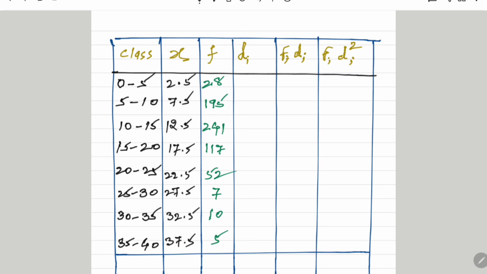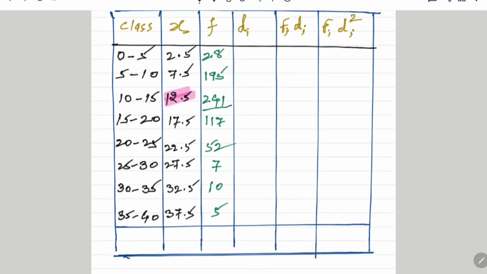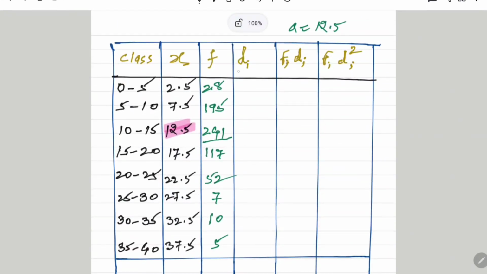Then the maximum frequency is here 241, and the corresponding value of x is 12.5. Therefore, we consider the assumed mean as 12.5. Then di is xi minus A divided by h. For that value of 12.5, we get that value as 0. For upper side we write down as -1, -2, and for lower side we write down as 1, 2, 3, 4 and 5.